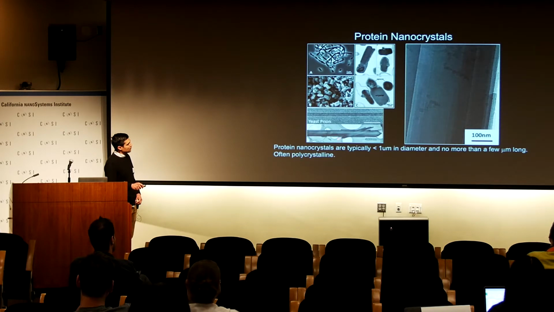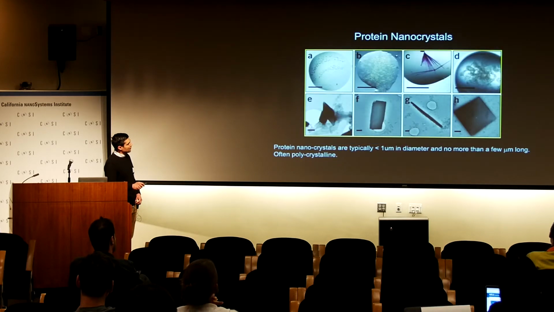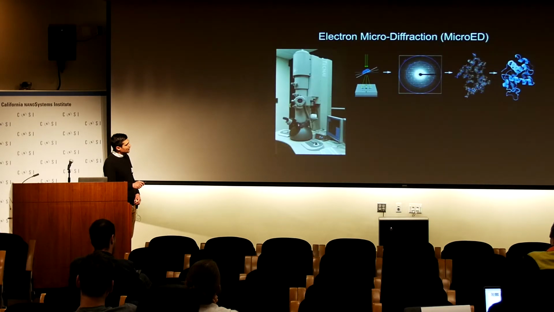Here are a few other examples. This is a yeast prion crystal that grows about a micron long but not very thick. And we want to try to get atomic structures from these. There are many other examples of these types of nanocrystals that may be present in typical crystallographic screens that are used to try to find bigger crystals. So hidden within these, there might be these nanocrystals.